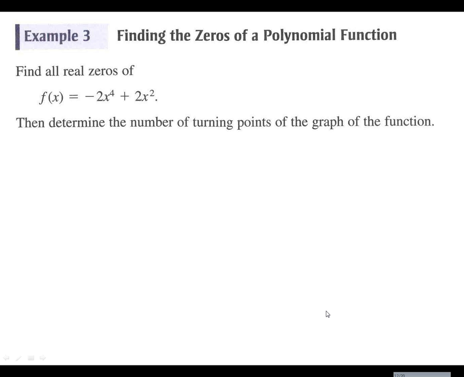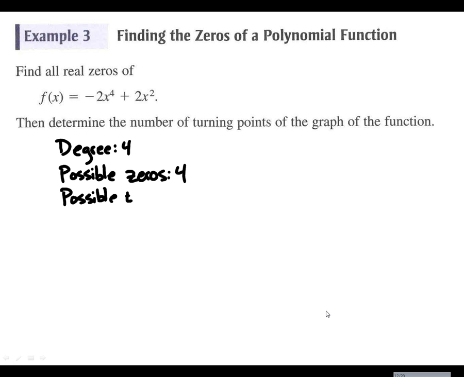So f of x equals negative 2x to the fourth plus 2x squared. Let's find all the real zeros and the number of turning points. So my degree is 4. Biggest exponent we can find is 4. That means that possibly we have 4 zeros. And possibly we have 3 turning points, 1 less than 4. But we don't necessarily have all those things. Let's go and find out what we do have.